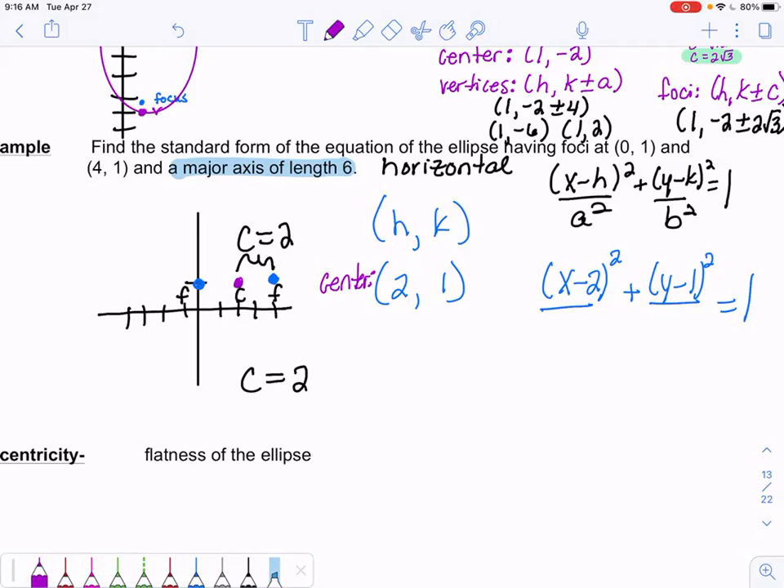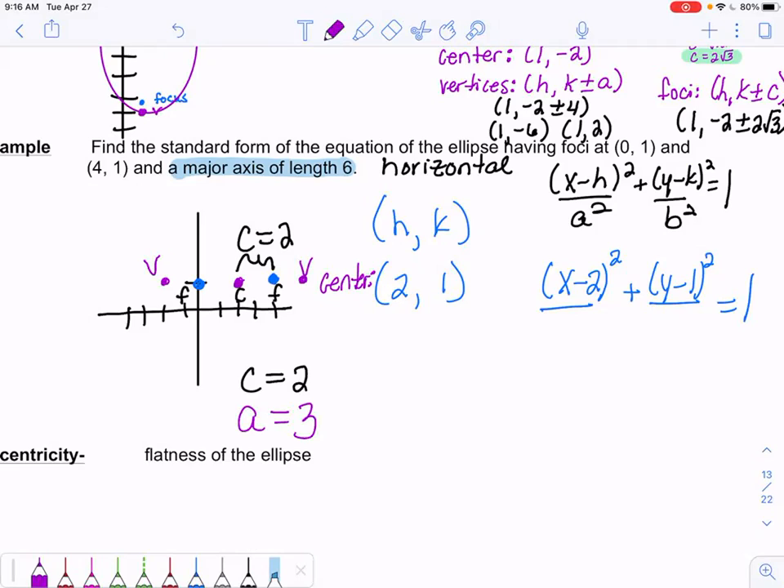So from one vertex to the other vertex, we should have a distance of 6, which means if I start at the center and go 3 to the left and 3 to the right, I would have the vertices. The whole distance is 6. That's the major axis. That's how wide your graph is. That's also my A value. Half of that is A. So to get from the center to one vertex, I would go the distance of 3.